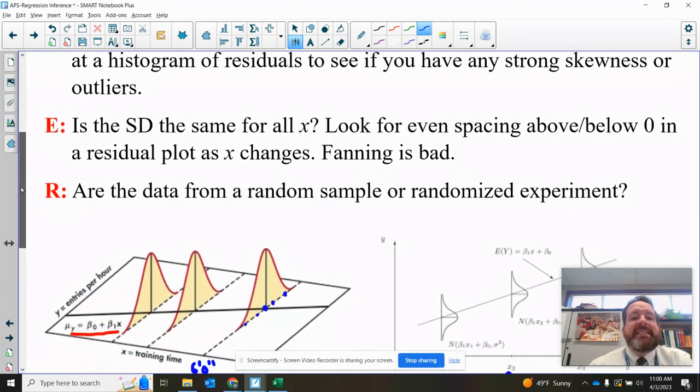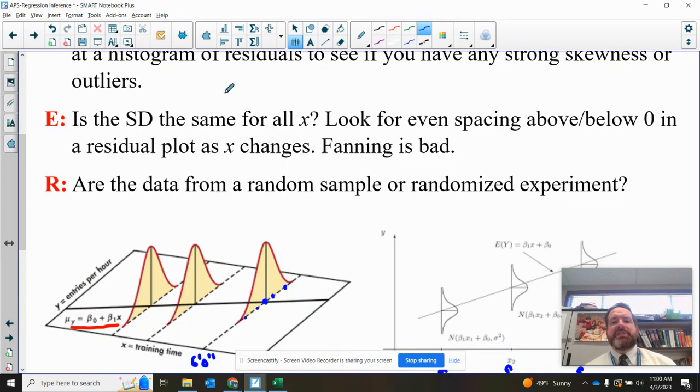Just like we did for the means test on T's, unskewed with no outliers. So that's the LIN. Next is the E. Is the standard deviation the same for all your X's? This is where you would look at a residual plot. So X's along the horizontal axis and residuals along the vertical axis.